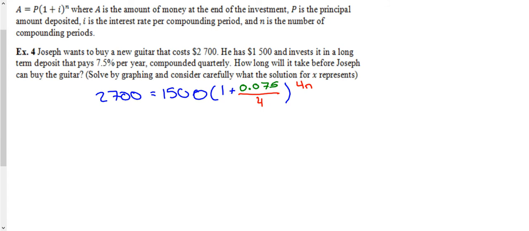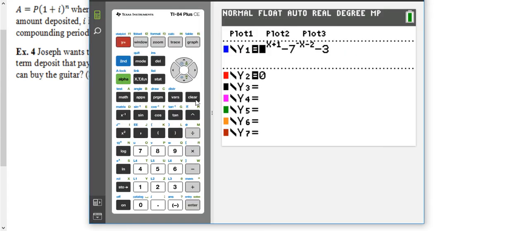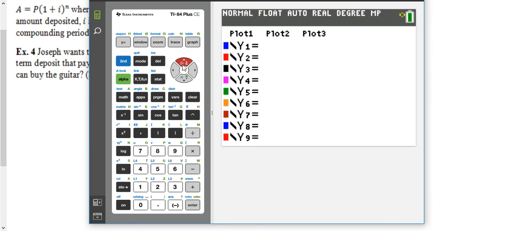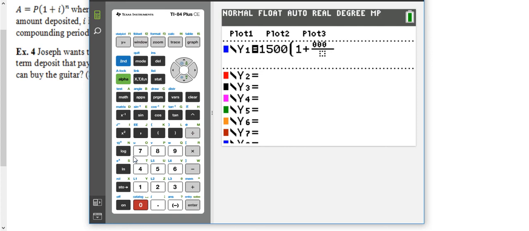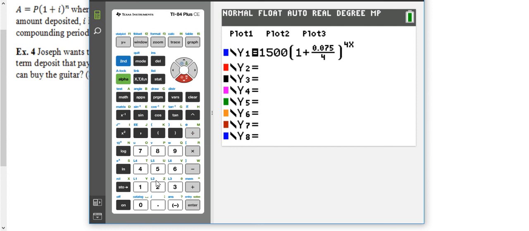So here we go. Under my graph here, I'm going to go y1 as that equation there, so 1500 brackets 1 plus, and if you can figure out your decimal here, great. If not, then I'd just set up a decimal on your calculator. 0.075 there for my percentage divided by 4. Close bracket, all of that to exponent of 4x, and x is our replacement for n, by the way.